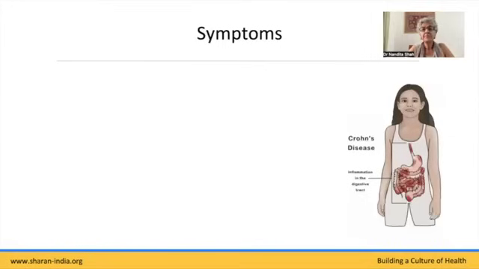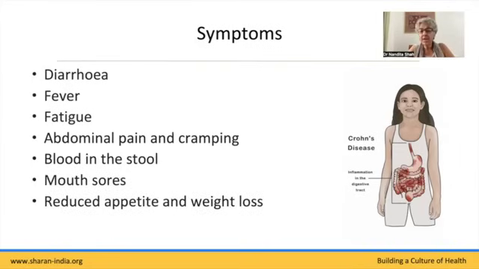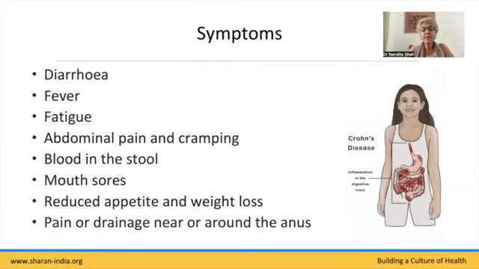Isn't that great? So the symptoms of Crohn's are diarrhea, fever, fatigue, abdominal pain and cramping, blood in stool, mouth sores, reduced appetite and weight loss, and pain or drainage around the anus. That means you can get leaking around the anus. So Crohn's actually affects the entire gut. It can affect the upper digestive tract, the lower digestive tract, the large and small intestines, stomach, esophagus, every part, and causes inflammation everywhere. That was what Manish was suffering from.